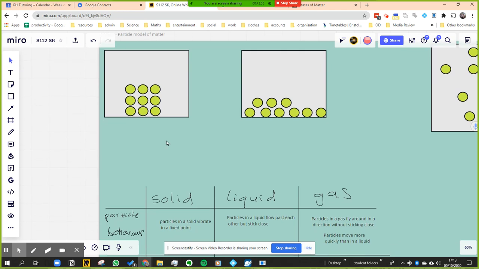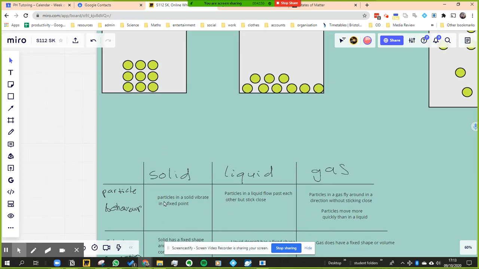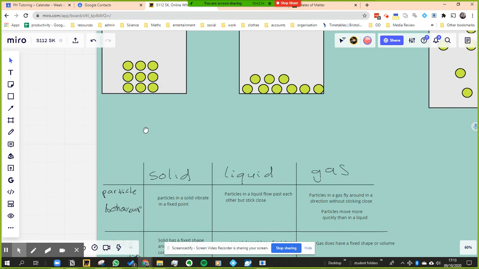They also want you to talk about what is actually happening, because this is a still image. So if we were watching these particles, how would the particles be behaving? You can't draw that, so you would write that. The particles in a solid vibrate around fixed points.